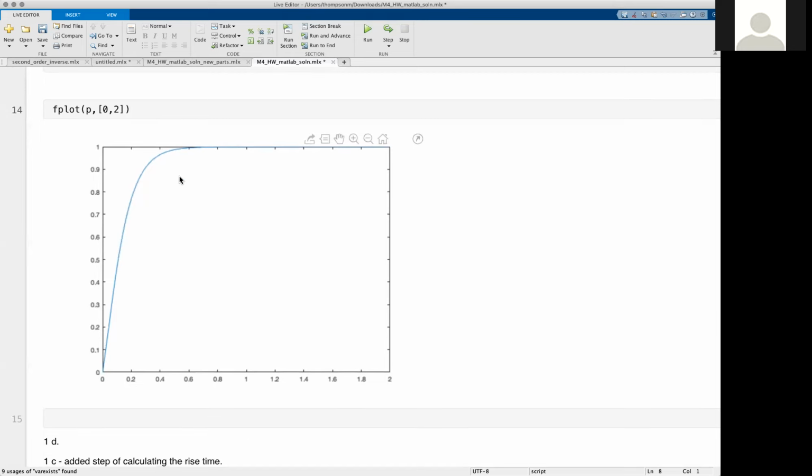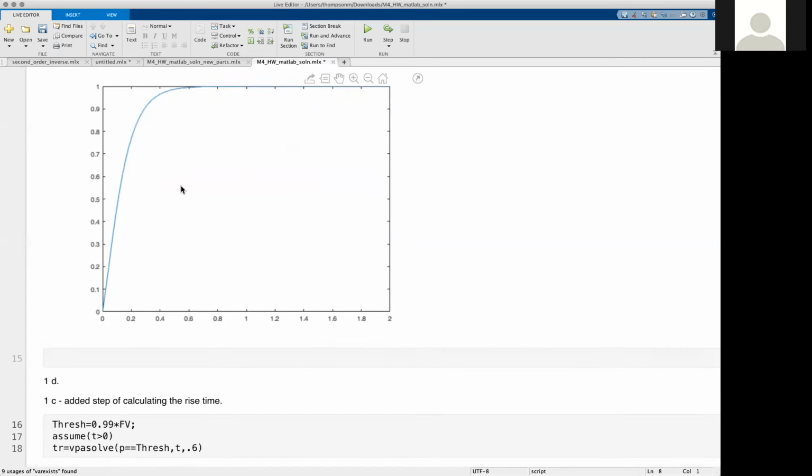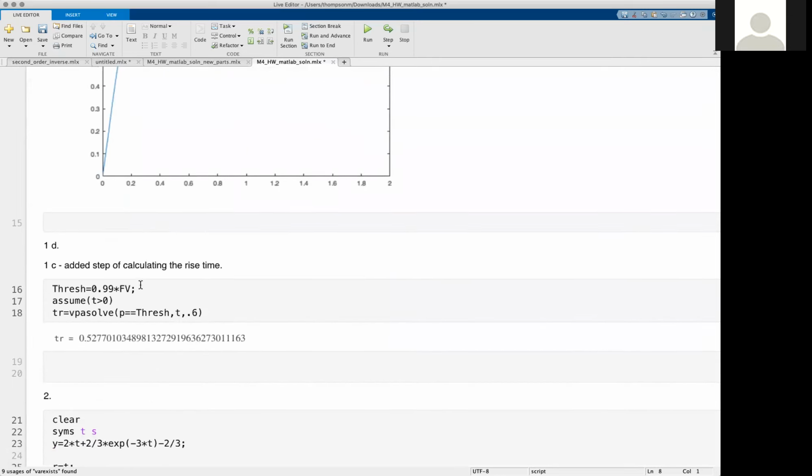So if I published the solutions to this so that you could work on it, the rise time is roughly about 0.6 seconds. And I added a part here where I wanted to actually calculate this a little more precisely. So this is another step that I want you to do. Take a threshold, so let's take 99% of the final value.